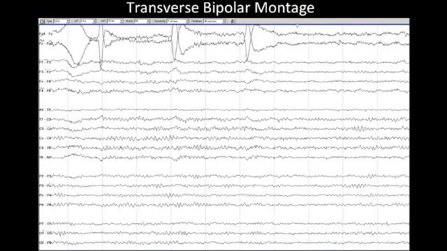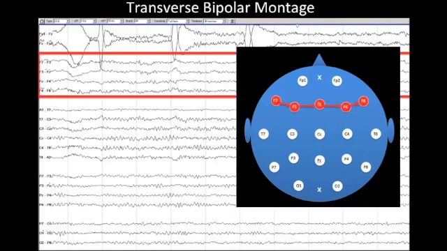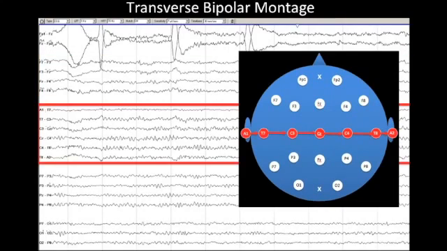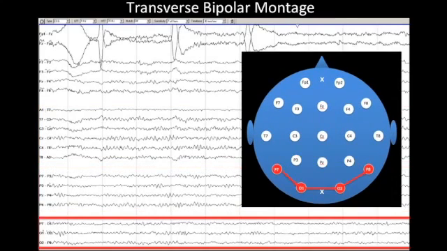Another type of bipolar montage is the transverse bipolar montage. This transverse bipolar montage is arranged as if we are looking at the top of the head and the patient is facing upward. First, we have a short chain over the forehead, then a longer chain extending from left to right over the front of the head, then a very long chain extending from ear to ear, left to right, then a parietal chain, and finally a short parietal occipital chain.